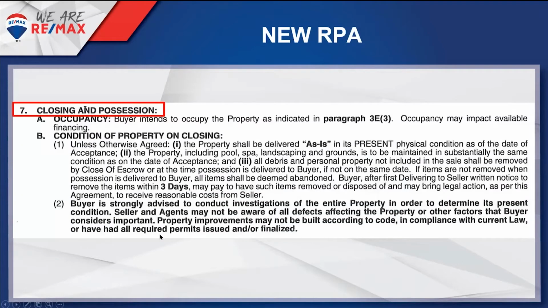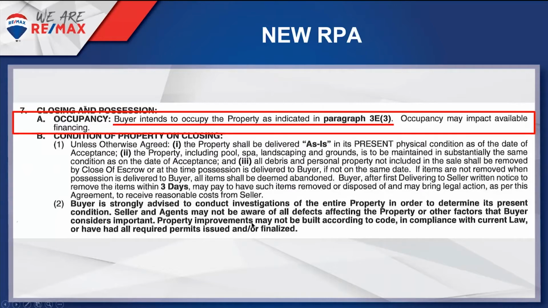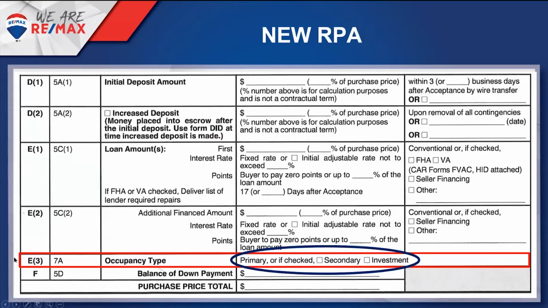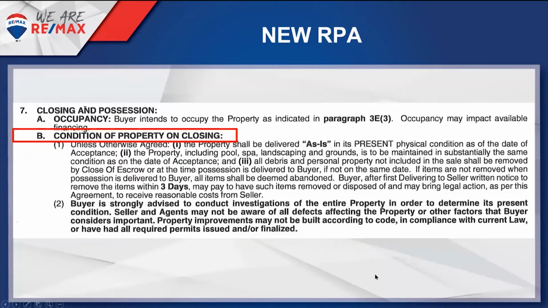So paragraph 7, we're picking up from where we left off last time, talks about closing and possession. So the buyer intends to occupy the property as indicated in 3E3. And again, that's the grid. So in the grid, paragraph 3E3, if you didn't check a box, the default was primary. So that was the owner occupant type situation. So if the buyer is going to occupy the property, then doesn't need to check a box. But if he's buying a secondary home or she's buying an investment property, then you would check the appropriate box.